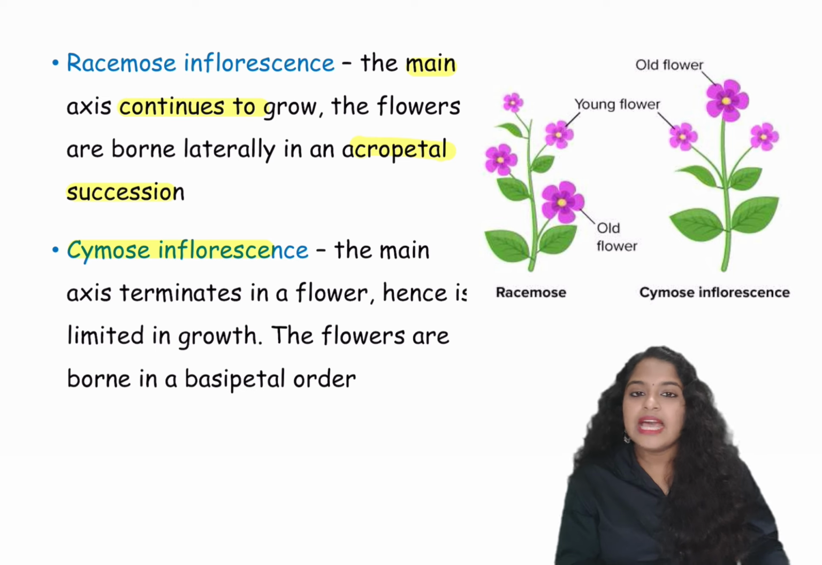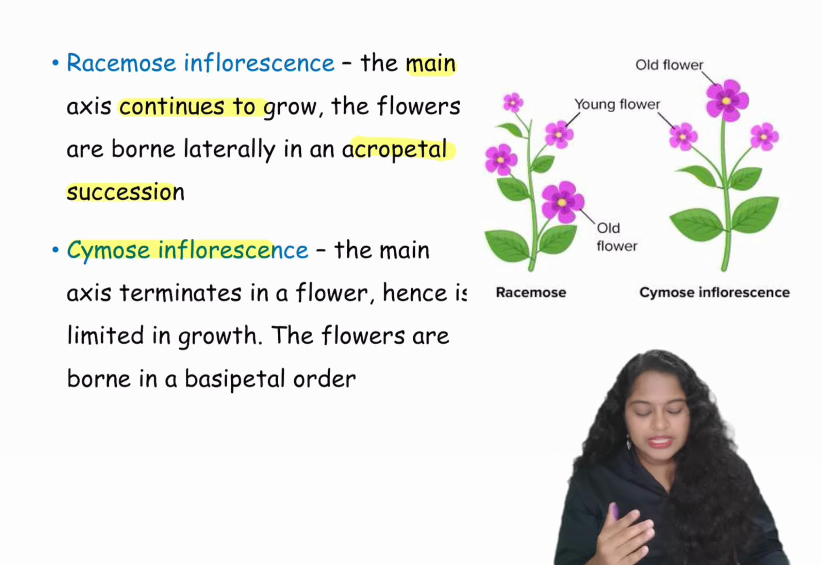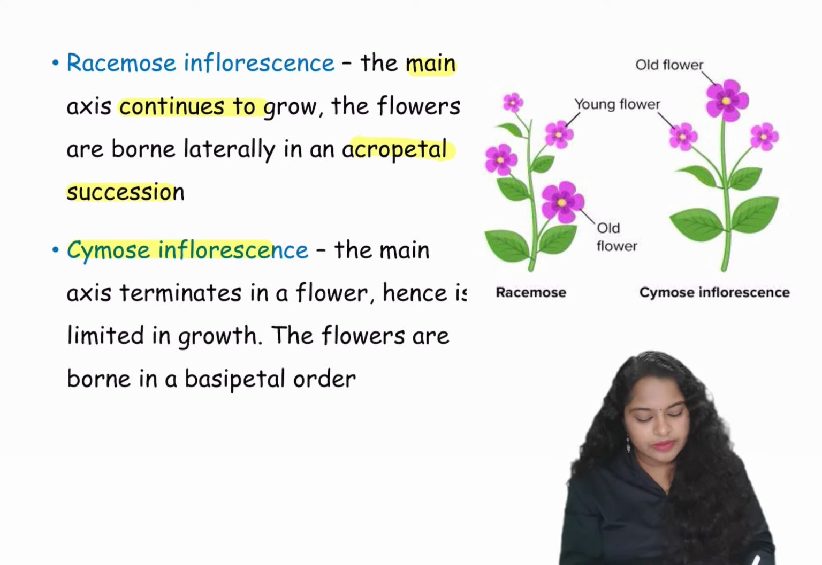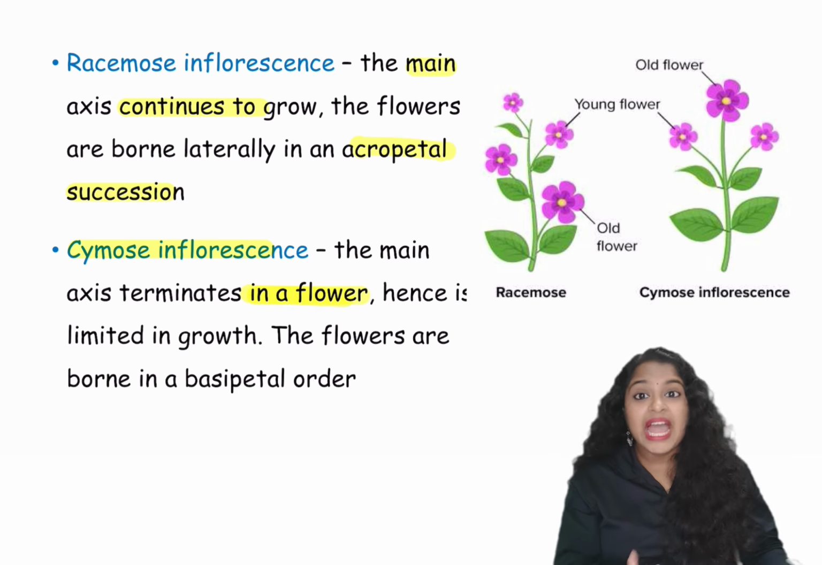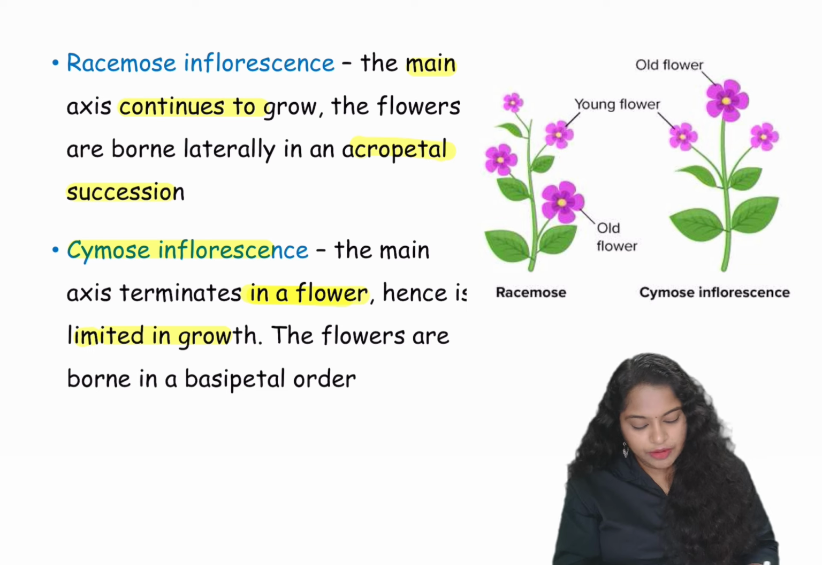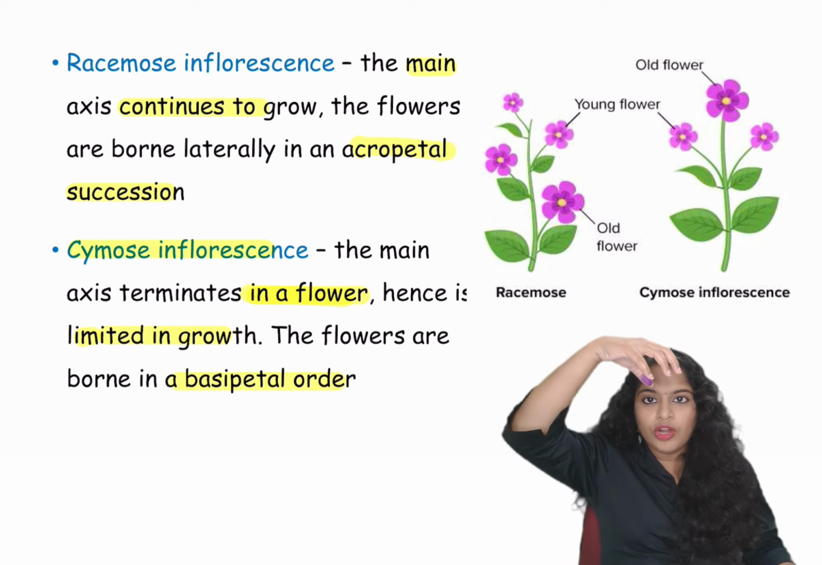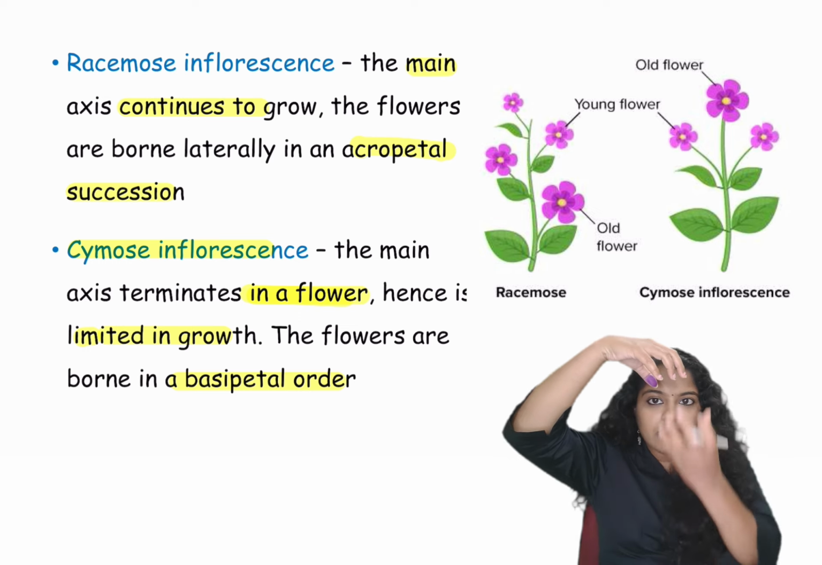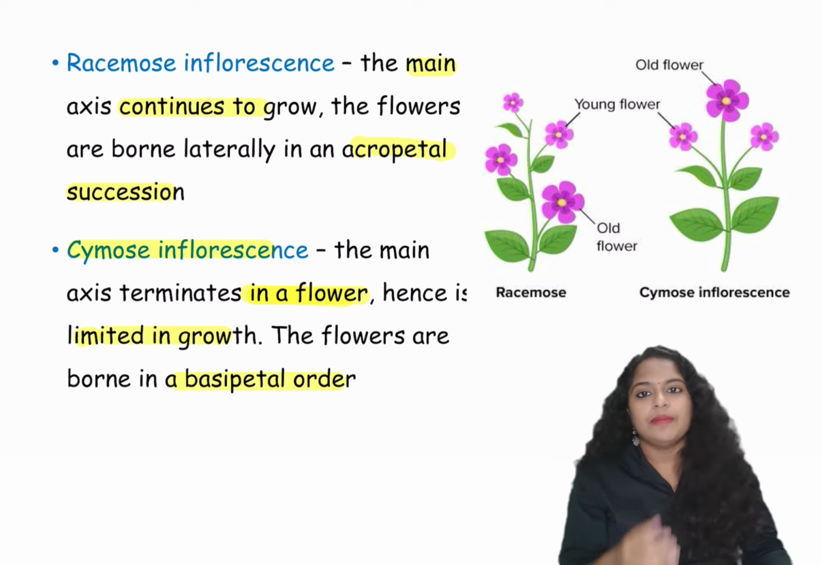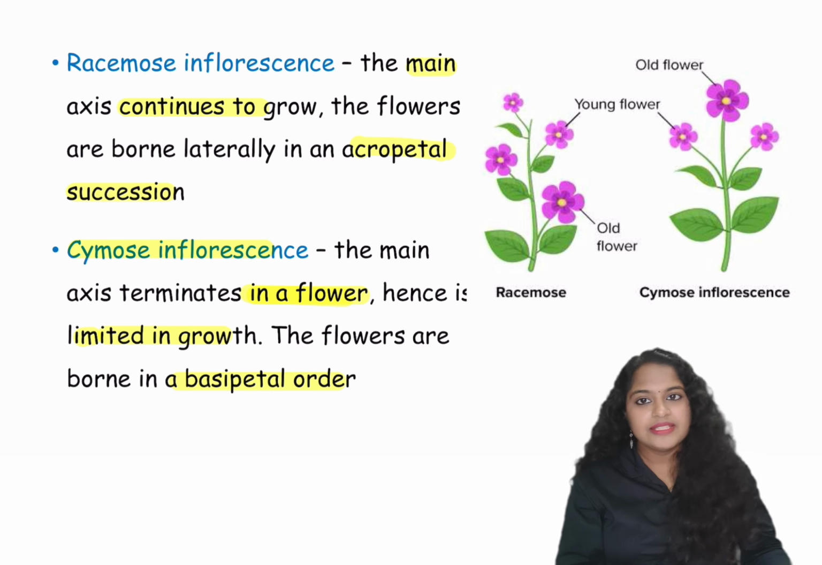Next is cymose inflorescence. In cymose inflorescence, the main axis terminates in a flower and hence the growth is limited. This type of inflorescence has a basipetal order. That is, the older flowers will be at the top and newer ones will be produced towards the basal part. So that is basipetal succession.